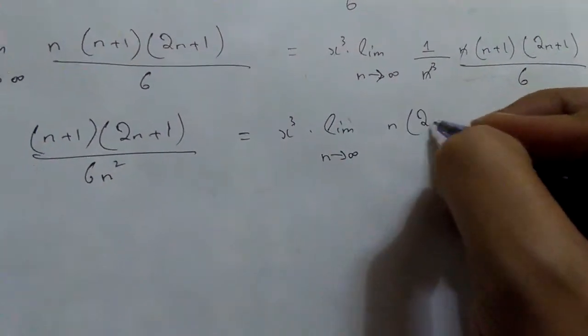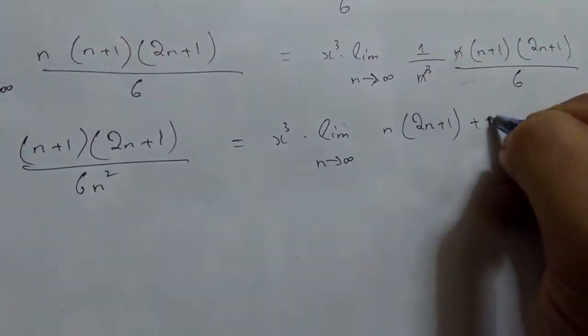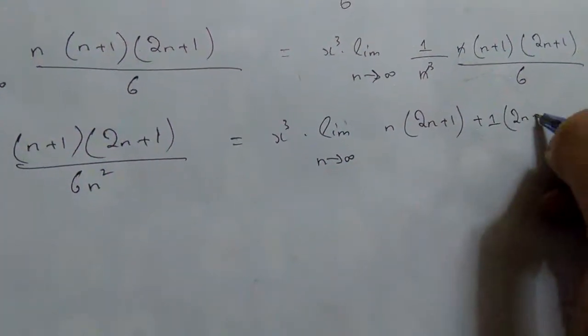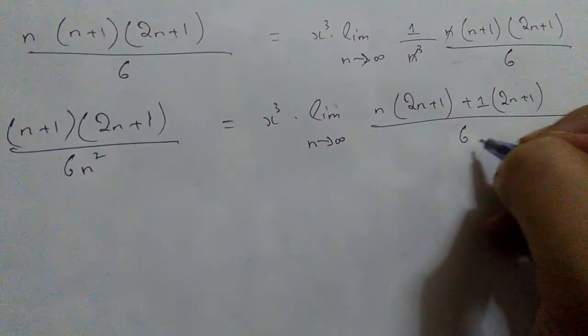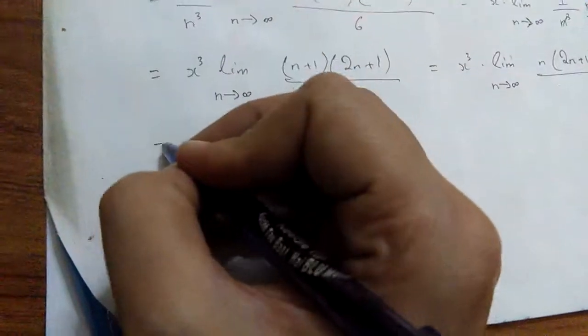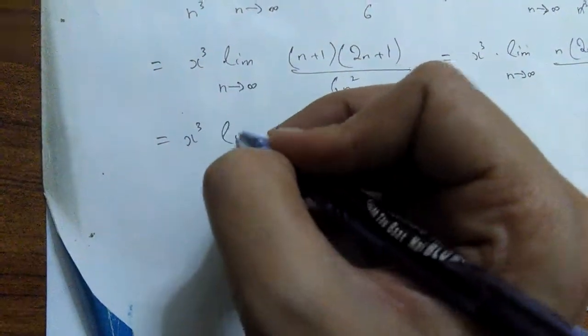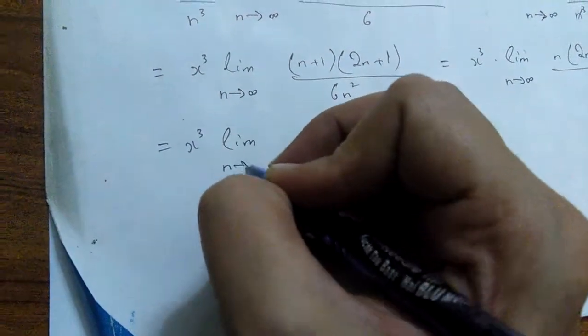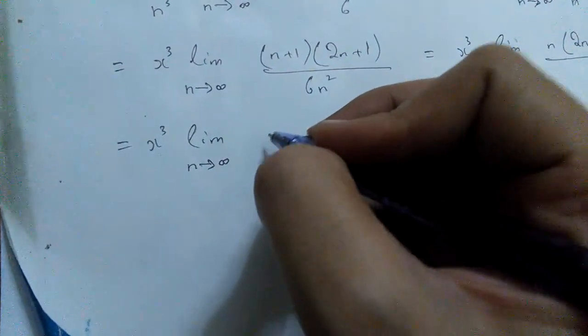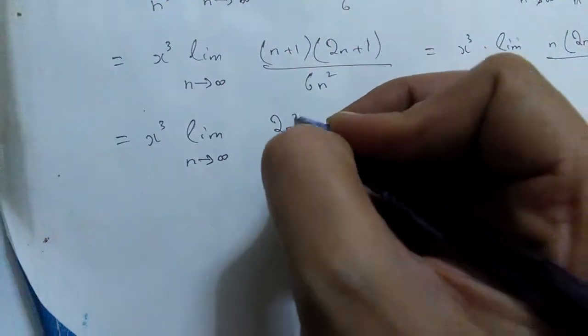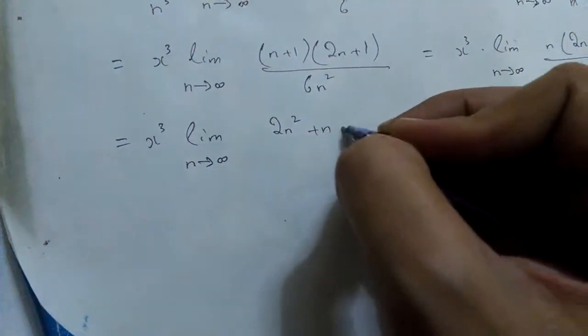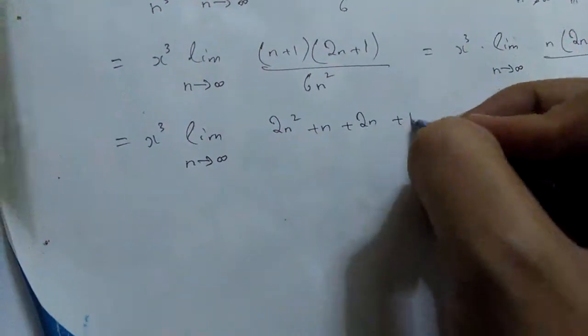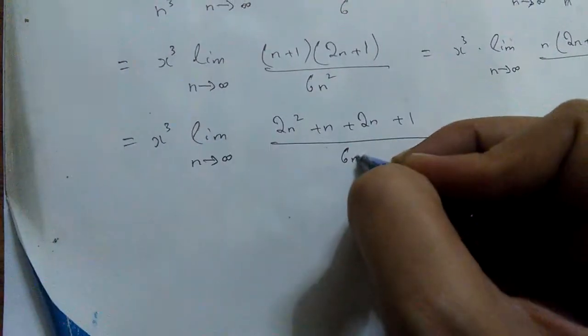n times 2n plus 1 plus 1 times 2n plus 1. It's trying to be a bit exhaustive, and this is it. So, limit n approaching infinity, 2n squared plus n plus 2n plus 1 upon 6n squared.